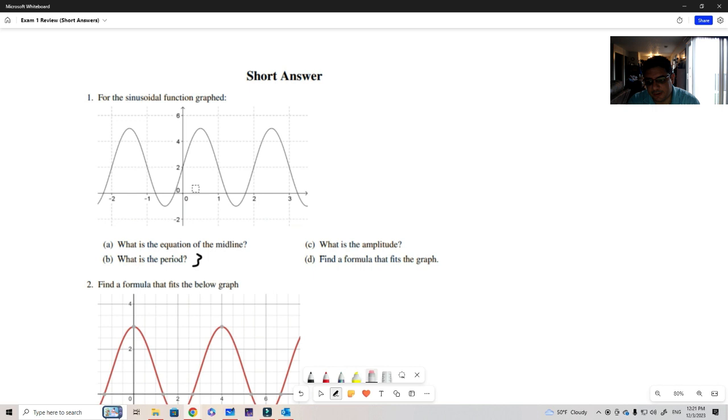So if you check this here, what we always want to find out is things like what is the midline, what is the period, what is the amplitude, and a formula that might fit the graph.